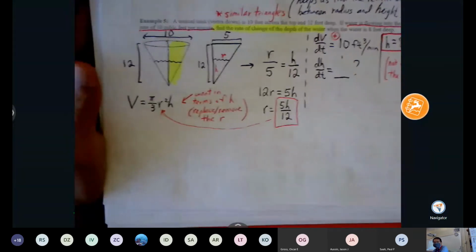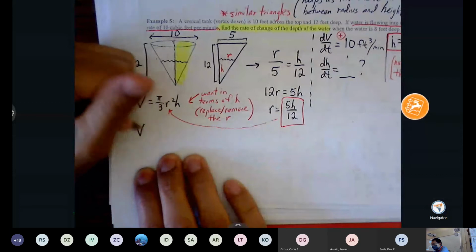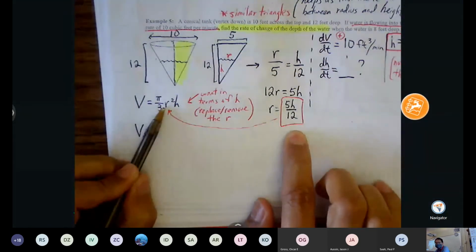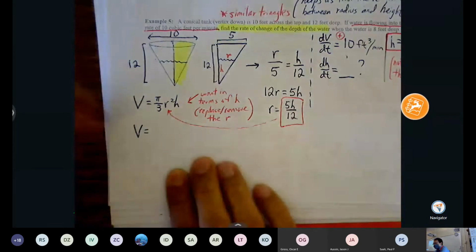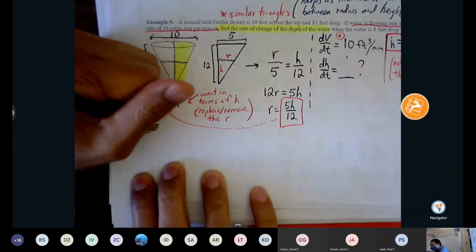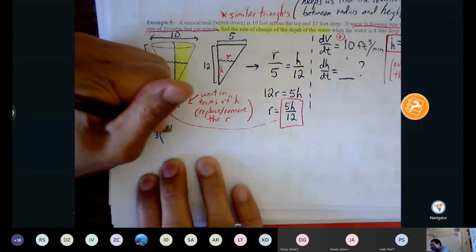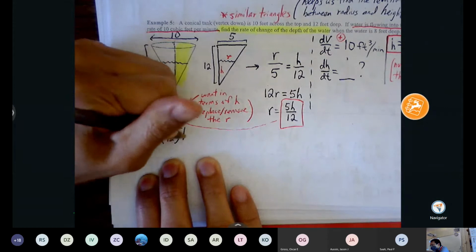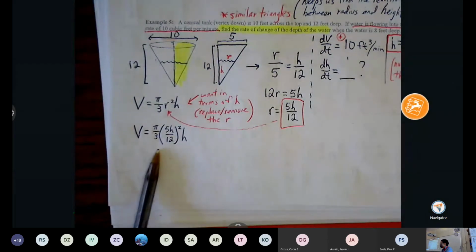No derivative yet. I'm just trying to clean up my right side here. Pi over 3, r squared. My r is 5h over 12 now. All right, any questions so far? Good.